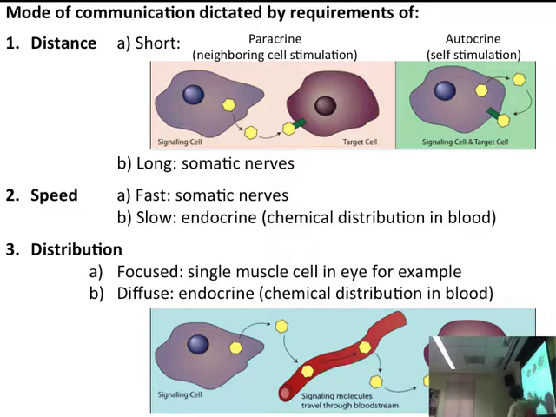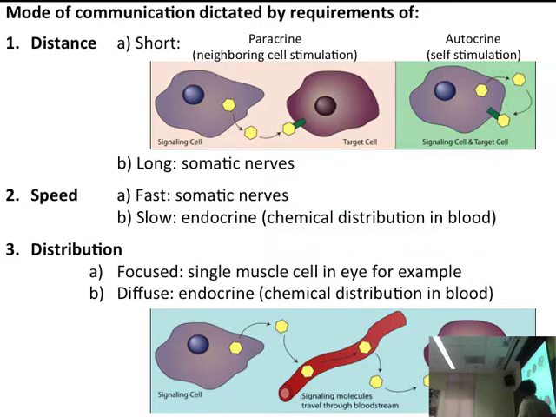Speed. How fast do we need to affect a change? If it needs to be really fast, then we're going to use the nervous system. If it doesn't need to be fast, we're going to use the endocrine system, these chemical distribution signals in the blood. And then the distribution of the effect: does the response need to be something very targeted, like a single muscle somewhere, or is it something that needs to happen throughout the entire body?